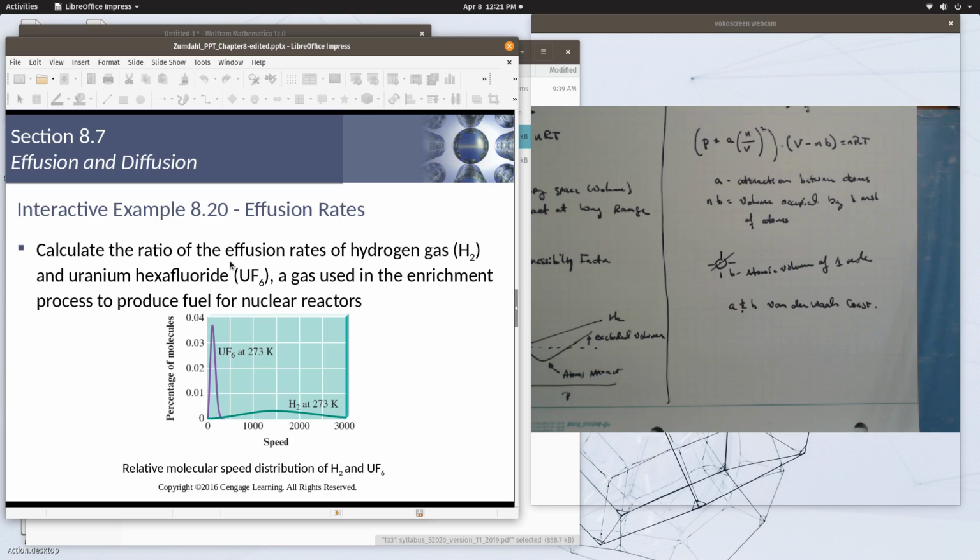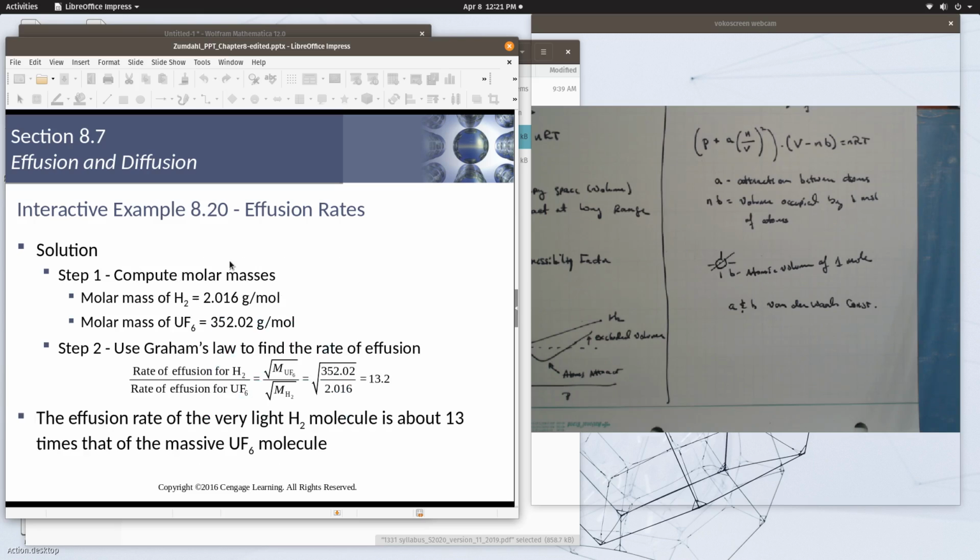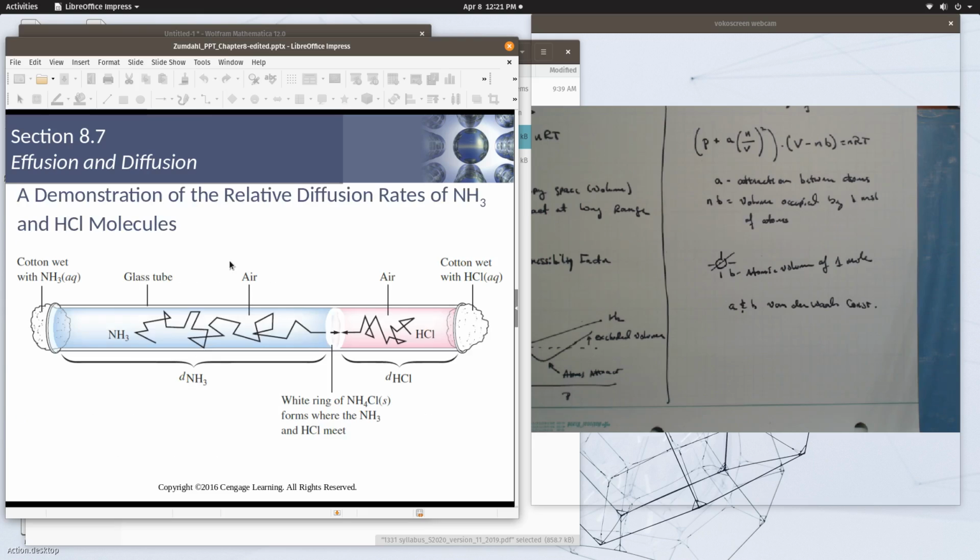And of course, uranium hexafluoride is moving a lot slower than hydrogen, so I can calculate the effusion rates of the two by looking at the square root of the mass ratio. And so basically, hydrogen effuses about 13 times faster than a massive uranium hexafluoride molecule. Again, this is simply looking at the square root of the mass ratio.